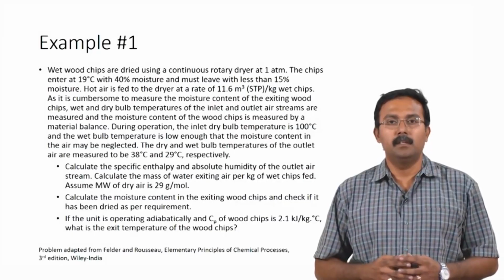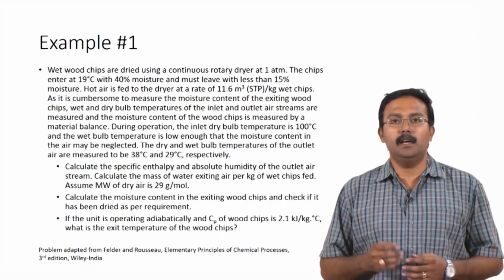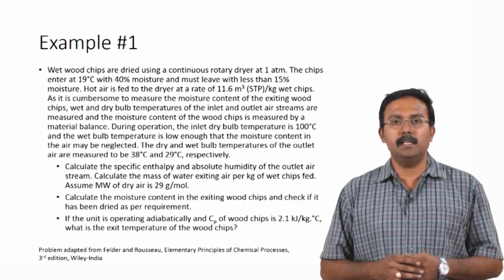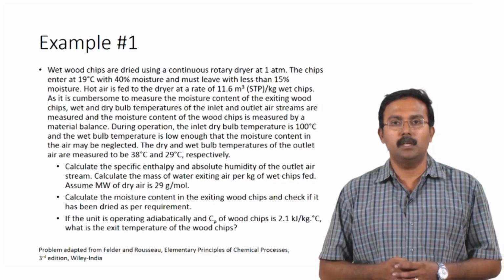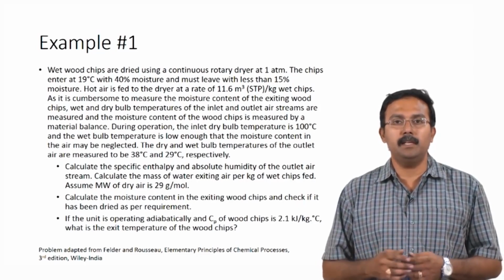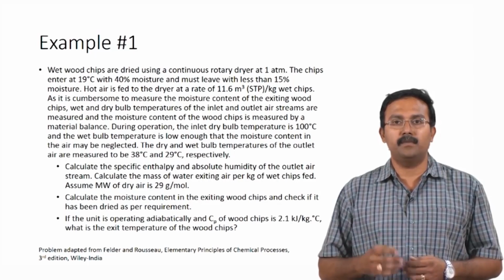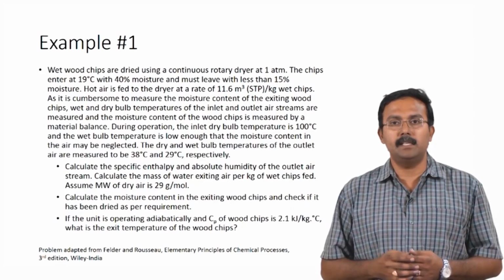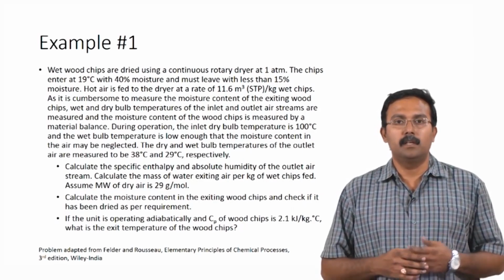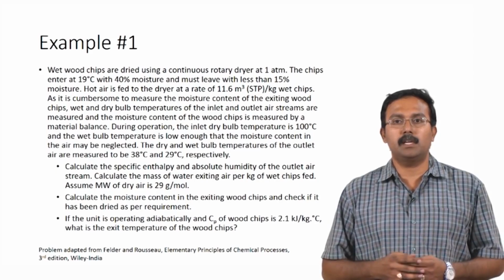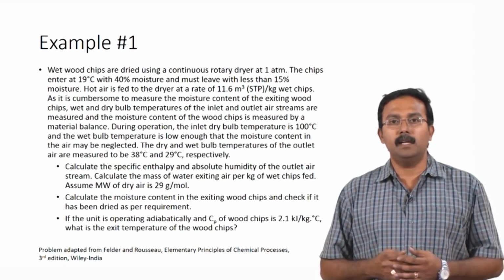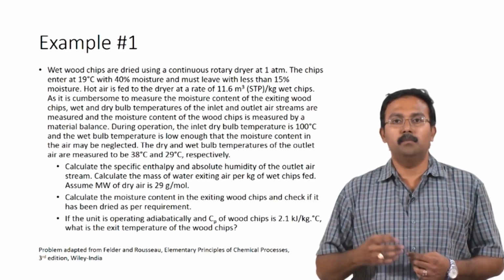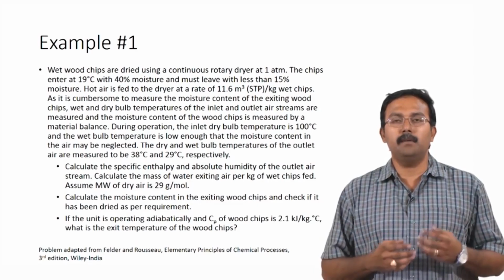Here is the example. Wet wood chips are dried using a continuous rotary dryer at 1 atmosphere. The chips enter at 19 degrees Celsius with 40% moisture and must leave with less than 15% moisture. Hot air is fed to the dryer at a rate of 11.6 meter cube STP per kilogram wet chips. As it is cumbersome to measure the moisture content of the exiting wood, wet and dry bulb temperatures of the inlet and outlet air streams are measured and the moisture content of the wood chips is measured by material balance.